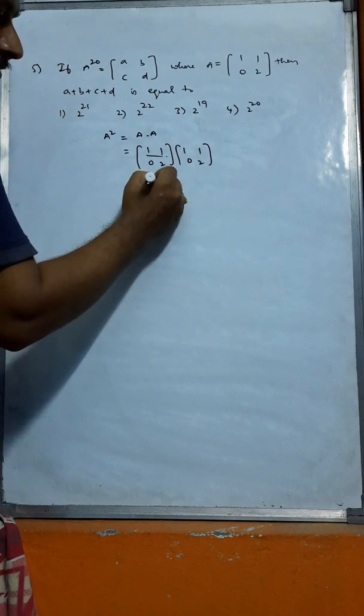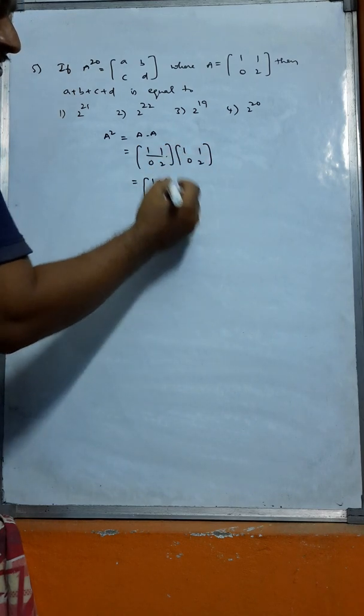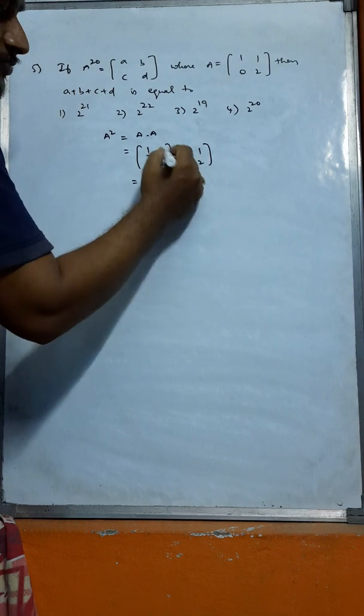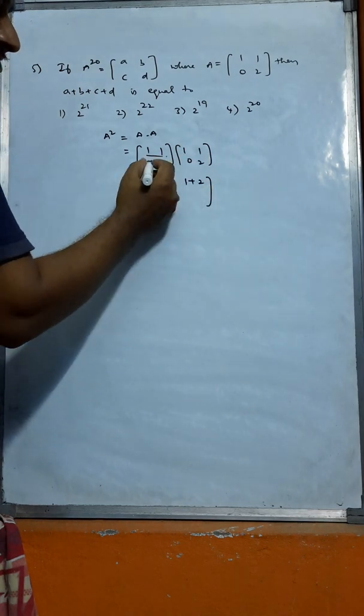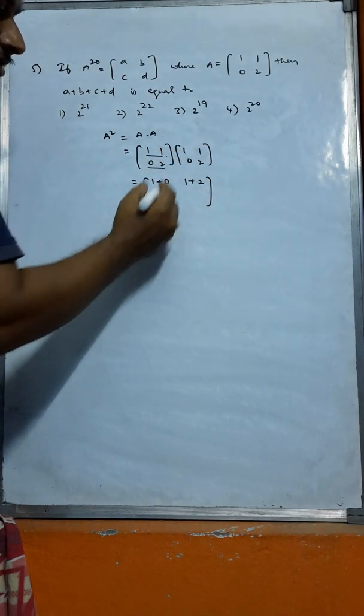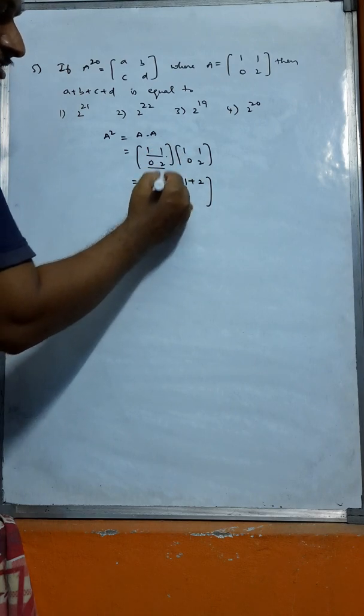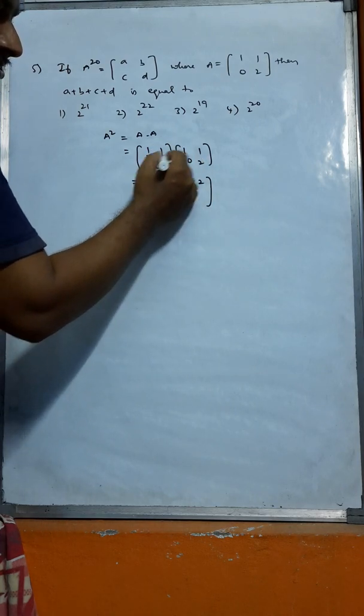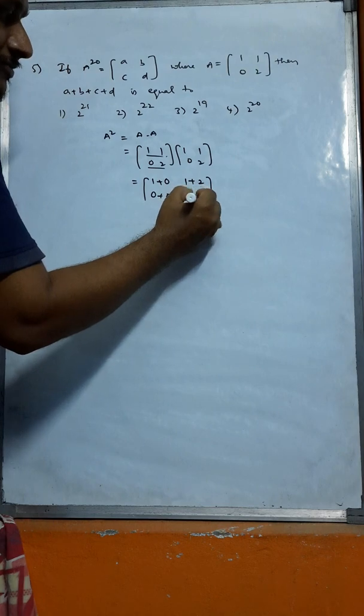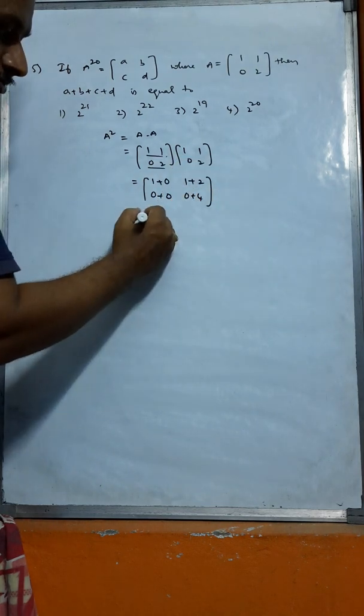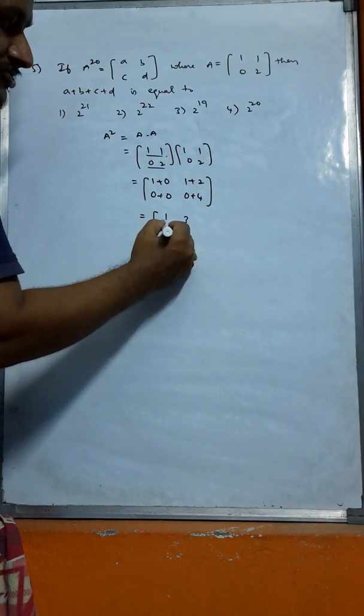So 1 into 1, 1, plus 1 into 0, 0. 1 into 1, 1, plus 1 into 2, 2. Next is 0, row into column. 0 into 1, 0, plus 2 into 0, 0. 0 into 1, 0, plus 2 into 2, we will get 4. That is nothing but 1, 3, 0, 4.